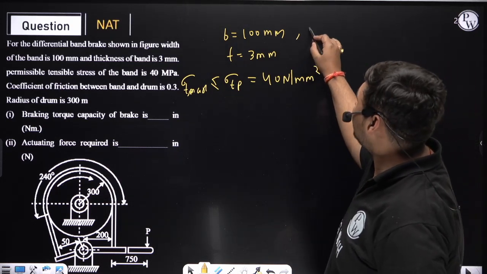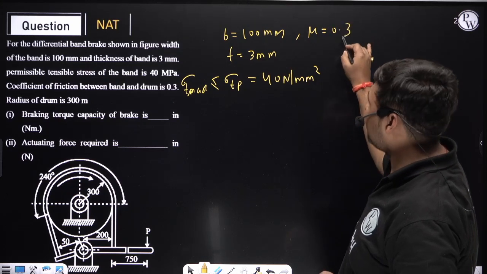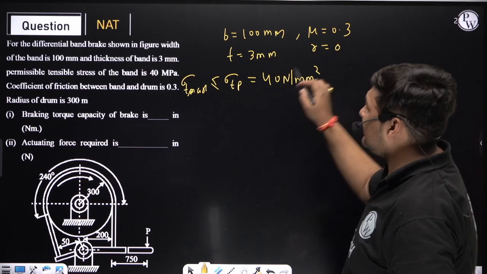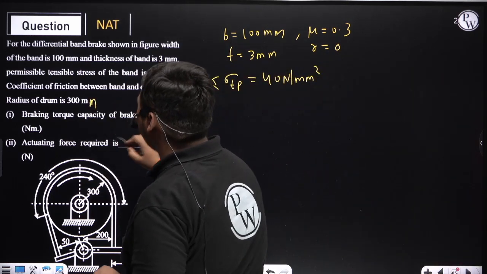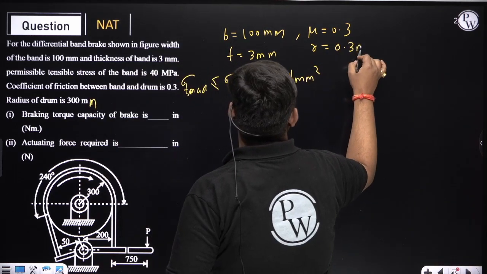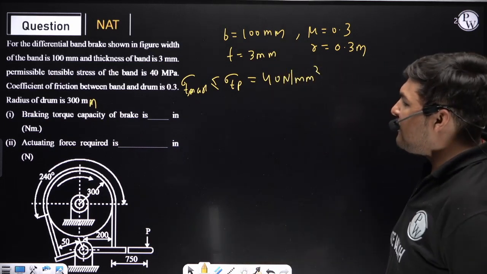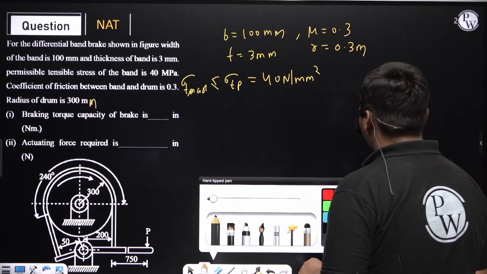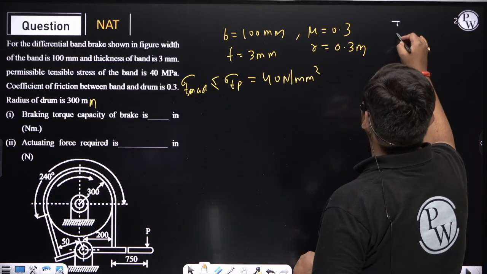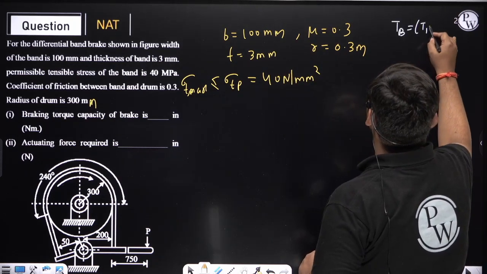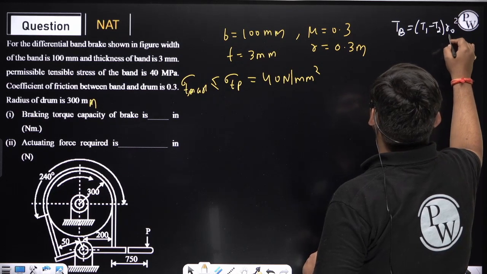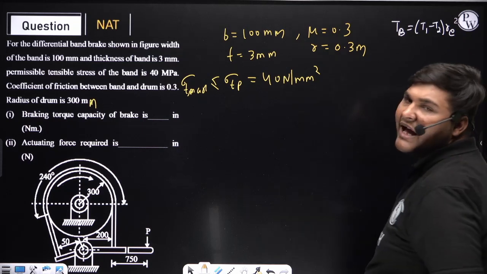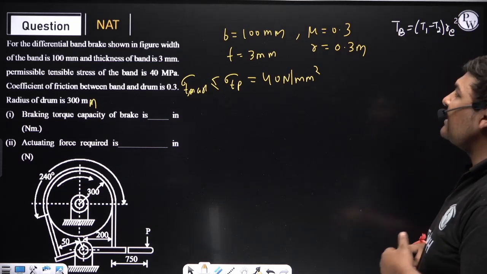The coefficient of friction between band and drum is given, that is mu 0.3. The radius of drum, that is R, is given as 300. It is in mm, a typing error, so in meter it will be 0.3 meter. Now we have to find the braking torque capacity of the brake. The relation of braking torque is T1 minus T2 into RE. R and T are given, so you can calculate RE. RE is R plus T by 2. But for that we need to find T1 and T2.